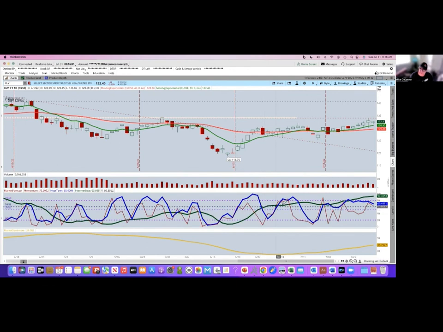What happened here? Well, this was actually a little bit of a warning sign. We got what's called a divergence. So price went higher, but this blue line actually finished lower. That's a little bit of a warning sign that says things are going to slow down for a little while. And they did slow down or even reverse. Luckily, that didn't happen, right?